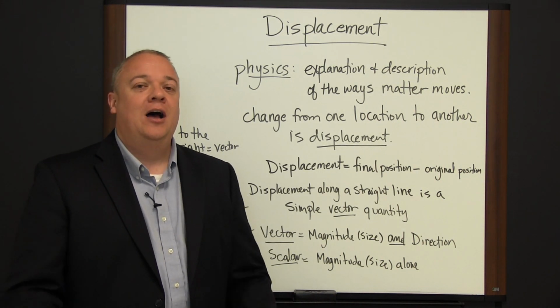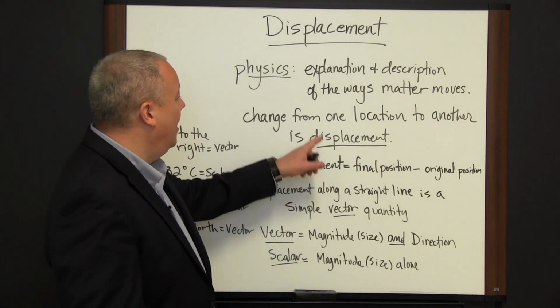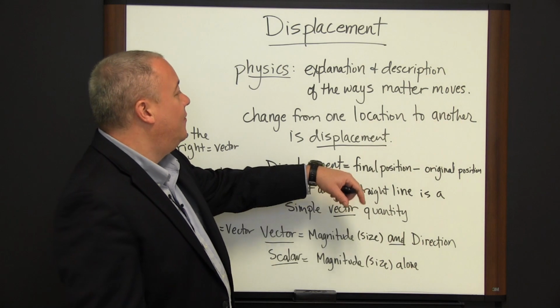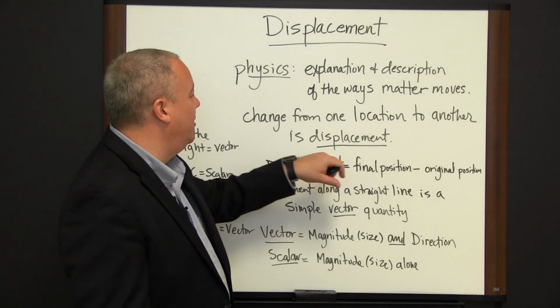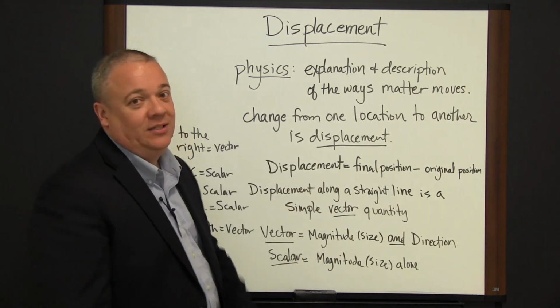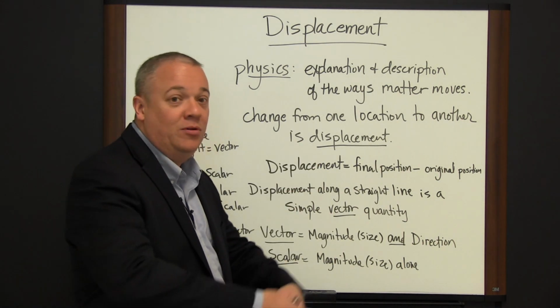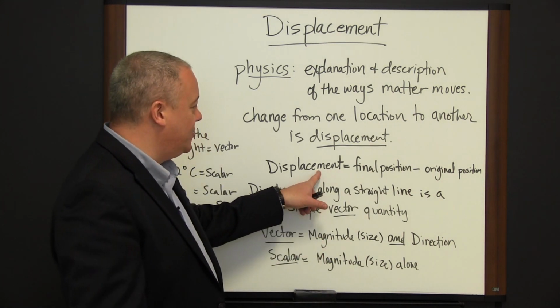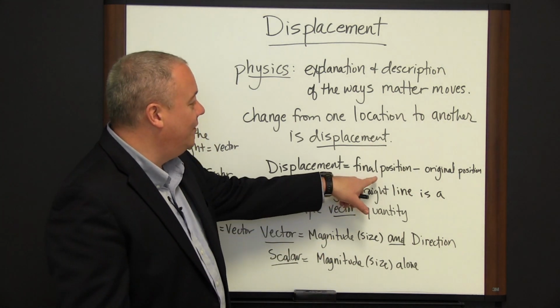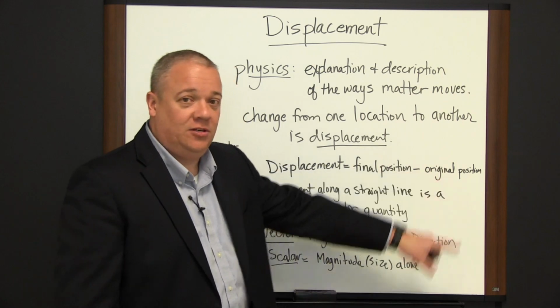Displacement, once again, is the main thing to take away from this video. That is the movement, the change in location from one place to another of matter. So the change from one location to another is called displacement. Think of a golf ball. Think of picking up and moving a box. Matter moving from one place to another, and displacement can be described, once again, it equals the final position minus the original position.